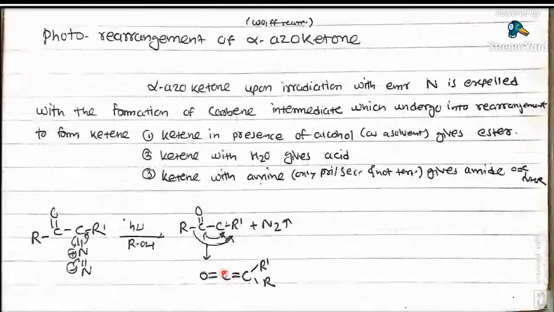Now, photo rearrangement of alpha azoketones. This is also called the Wolff rearrangement reaction. So alpha azoketone, upon irradiation with electromagnetic radiation, nitrogen, that is N2, is expelled with the formation of carbene intermediate, which undergoes rearrangement to form the ketene.